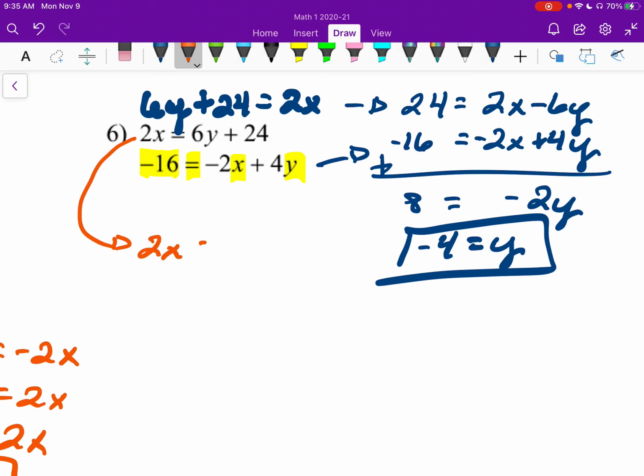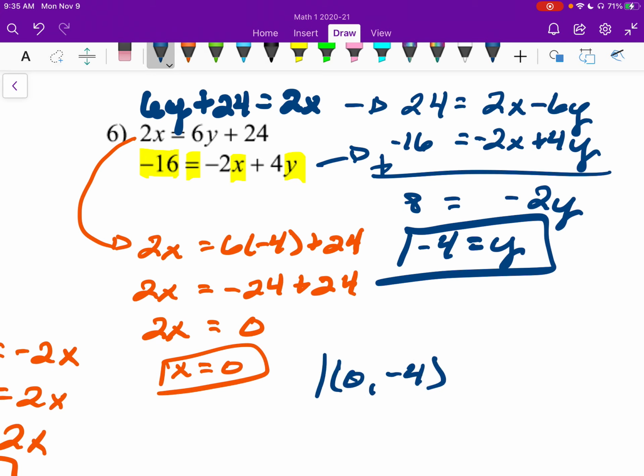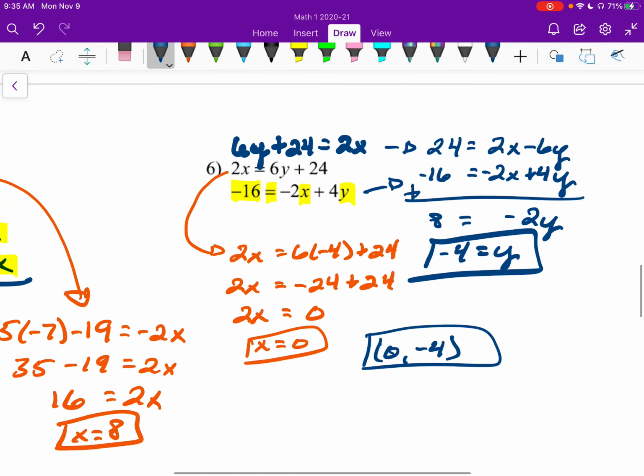So 2x equals 6 times negative 4 plus 24. 2x equals, that's going to be negative 24 plus 24. So 2x is 0. All right, so we get 2x is 0, and that means that x is going to be 0. So my point is going to be 0, negative 4. All right, there we are.